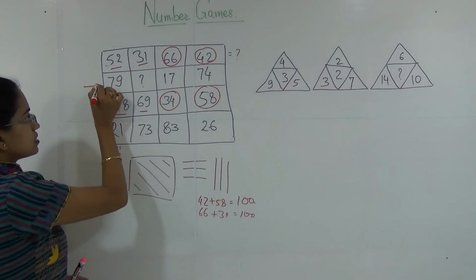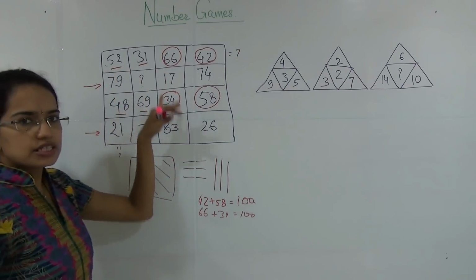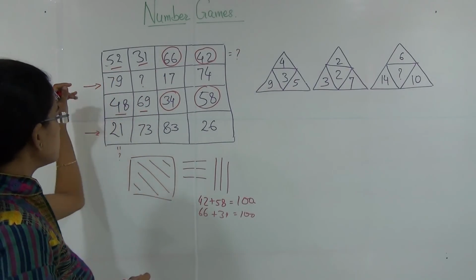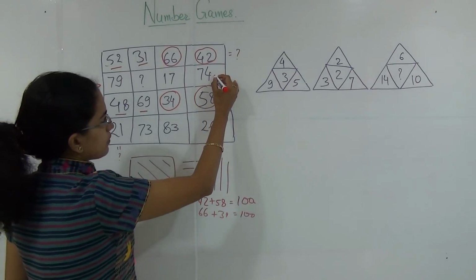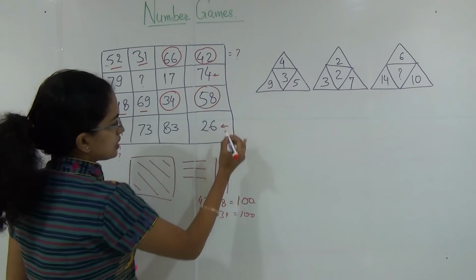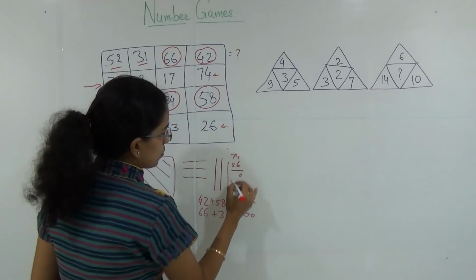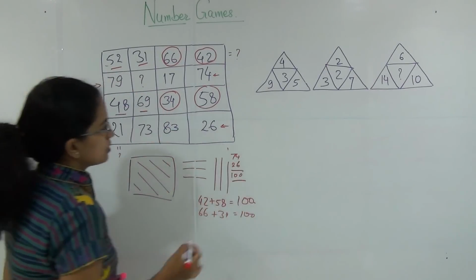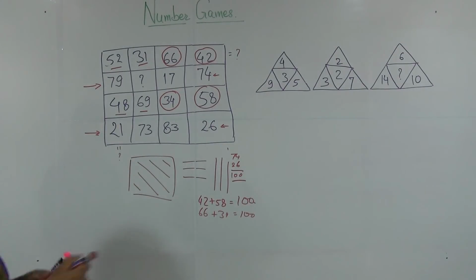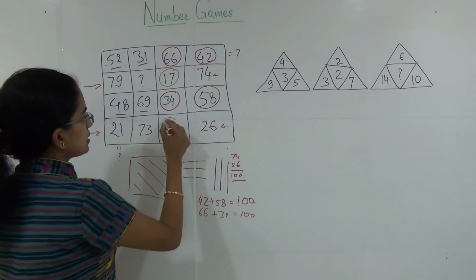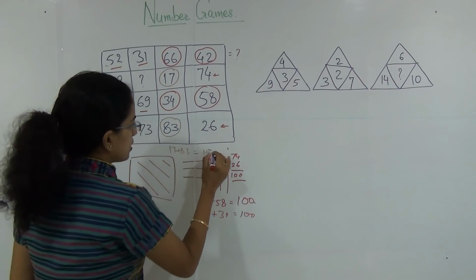Now we are left with row second and row fourth. Let's try to find out if there is some kind of common relationship between row 2 and row 4. So let's say 74 plus 26. So I have 74 plus 26, so it's 0, 1 carried over and 100. So that again is 100. Now let me do the same for 17 plus 83. So 17 plus 83 is again 100.